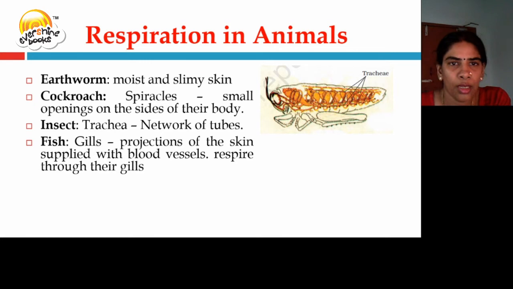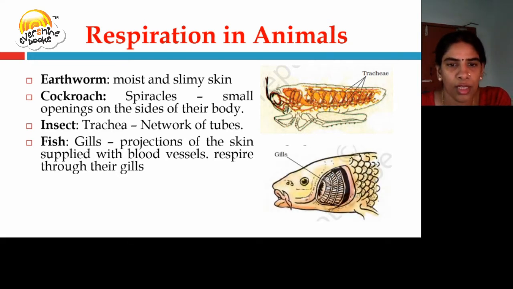In fishes, respiration takes place by gills. Gills are nothing but projections of the skin supplied with blood vessels. Respiration takes place through gills. In cockroaches, we call the openings spiracles, which are nothing but small openings. But in most insects, tracheae are found as a network of tubes for respiration.